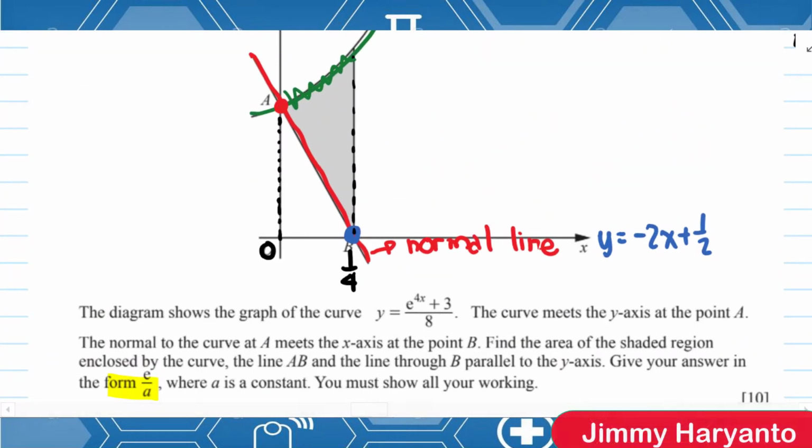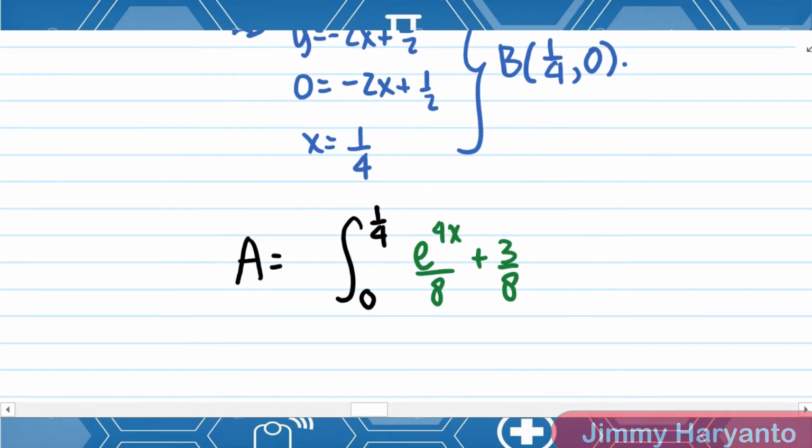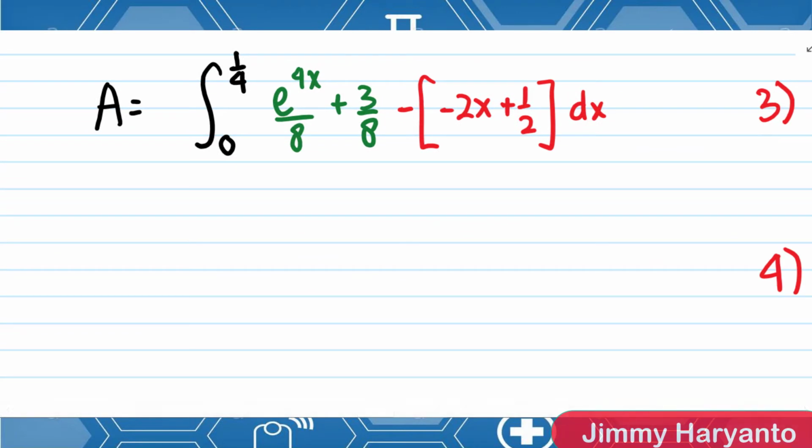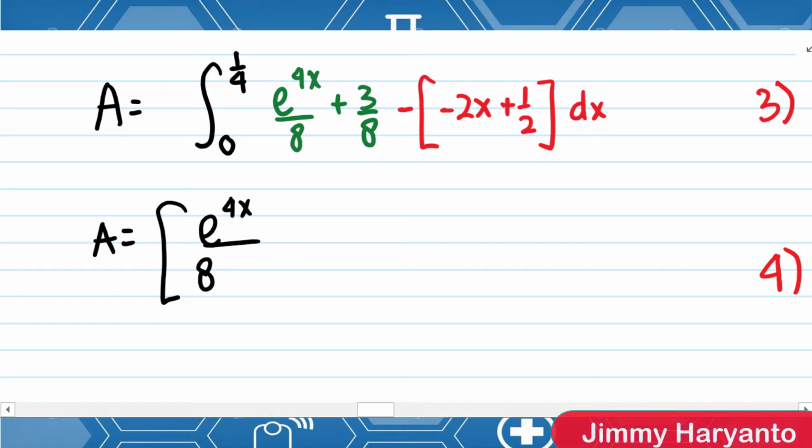And then minus the bottom one. The bottom is this one, the normal. Normal is negative 2x plus half. So you have to minus it with negative 2x plus half, and then dx. After that, calculate. Okay, you can calculate it directly. So it will be e to the power of 4x over 8. When you integrate e to the power of 4x, it will be the same, e to the power of 4x also.